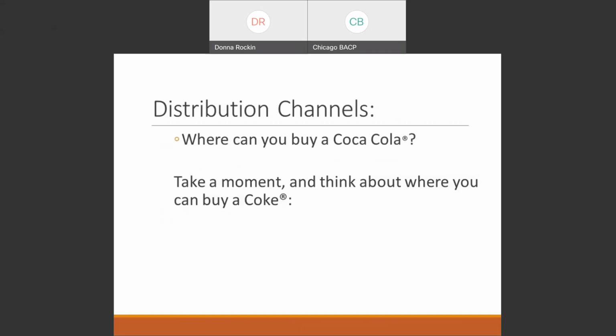Now, this is where I talk about distribution channels. Where can you buy a Coca-Cola? Take a minute and think about it. If you want, in the chat, type where you can buy a Coca-Cola, because there are dozens and dozens of places where you can buy one. Usually this is a question I ask out loud. But if you can, write in the chat where you can buy a Coke. Is anybody there? I don't see.